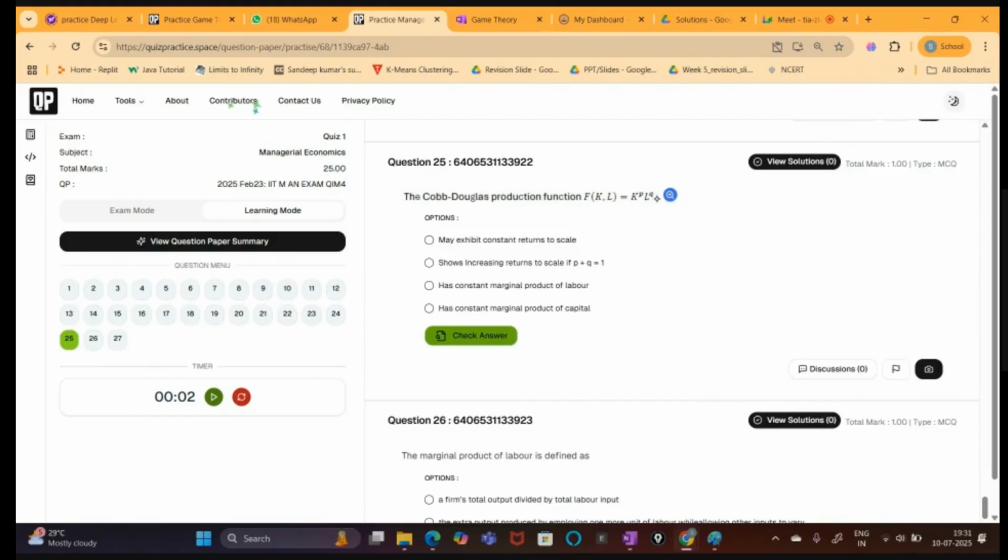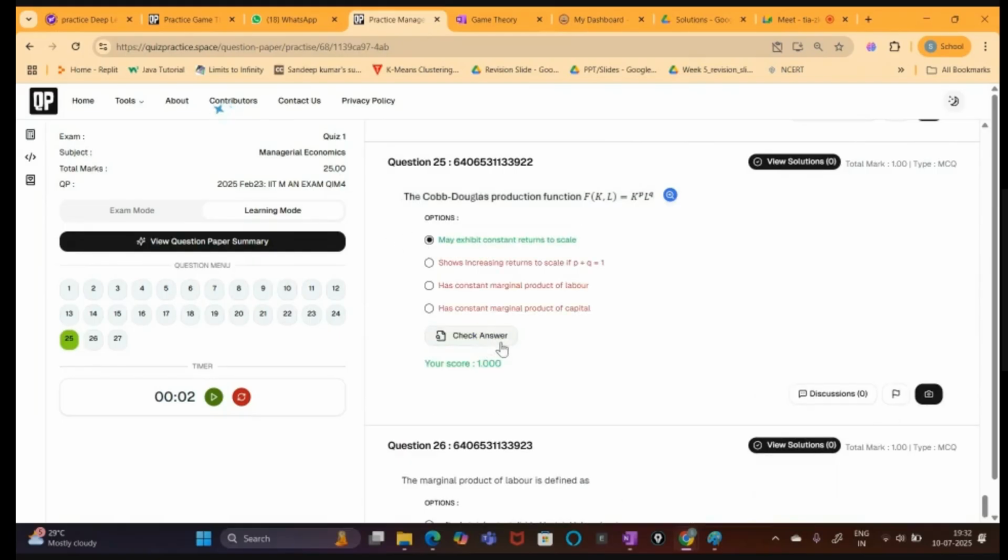Why? If P plus Q is equal to 1, then it will be constant, right? But here the P plus Q is not given, right? So it may be the answer, but not sure. The option showing increasing returns to scale is incorrect because only if P plus Q is greater than 1 would it be increasing returns to scale. And these two options are not related to the question, I think. So the first option would be the answer, right?